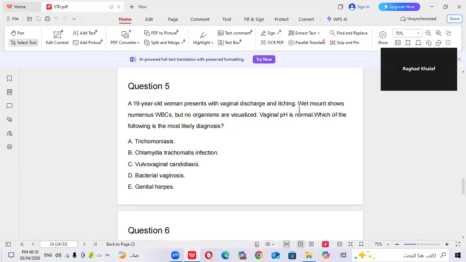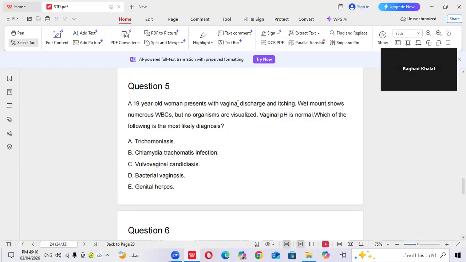Here it tells you that the wet mount shows white blood cells, but no microorganisms are visualized. If it's candidiasis, you are going to see hyphae or pseudohyphae if you add KOH to the specimen. Since you can't see something like this, you can't say that it's vulvovaginal candidiasis. It has to be chlamydia trachomatis infection, because it's an obligate intracellular pathogen, and that's why you didn't visualize anything under the microscope, but you still have white blood cells, which assures you that there's an infection. You can't see the microorganism because it's intracellular. The right answer would be chlamydia trachomatis infection.